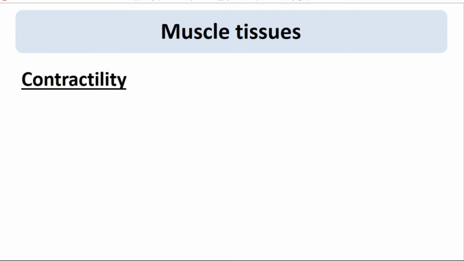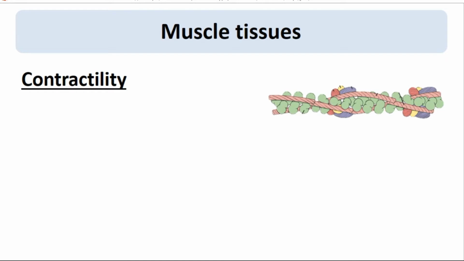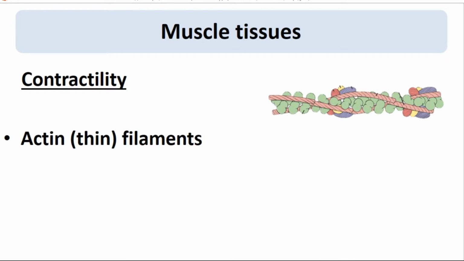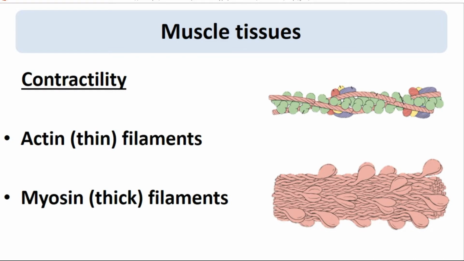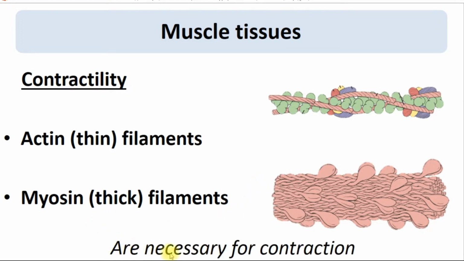And this contractility is provided by the presence of actin, or thin filaments, and thick filaments, or myosin filaments. So all types of muscles have actin and myosin, special filaments, special fibers which provide contractility of muscles. They are necessary for contraction, actin and myosin filaments. So they are basic and they are common for all types of muscles.